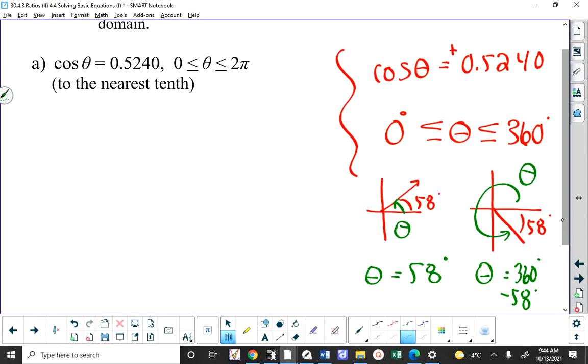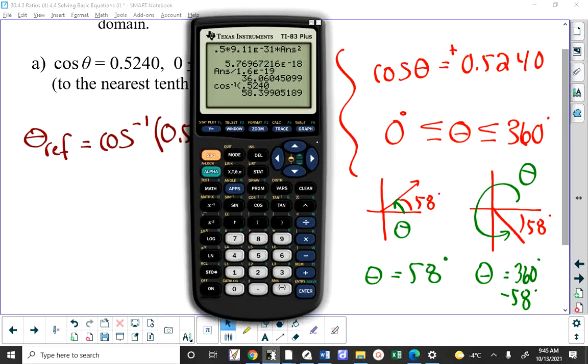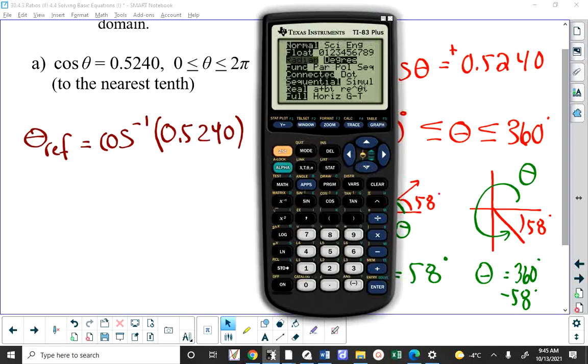So what is the reference angle? The reference angle will be the inverse cosine, and this is what we're writing down, of 0.5240, but we would like to be in radian mode. Well, we wouldn't like to be, we want to be. Whether you like it or not, we're going to do this. So we go inverse cos of 0.5240.